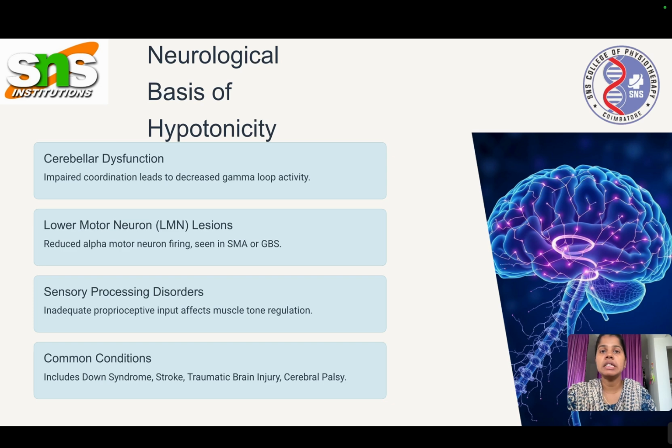Some common clinical conditions associated with hypotonicity include Down syndrome, stroke, traumatic brain injury, cerebral palsy and others.